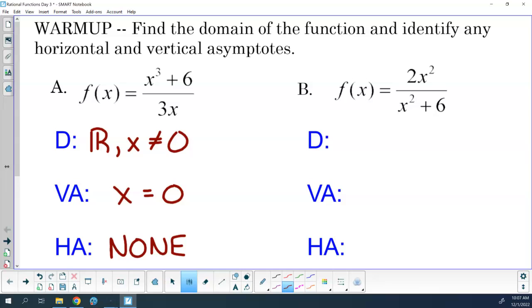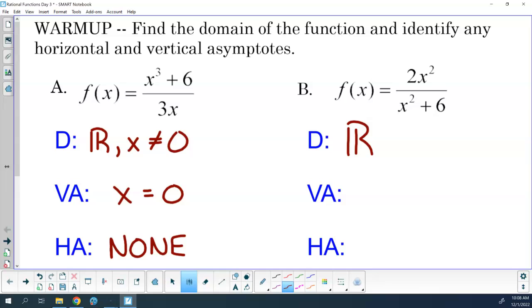Now, let's do some logic thinking here. Normally, we would set the denominator equal to 0, right? X squared plus 6 equals 0. Then we'd subtract 6. Negative 6 equals x squared. Square root. We get x equals plus or minus i square root of 6. But that's not real, is it? That takes those out. These are just all numbers.